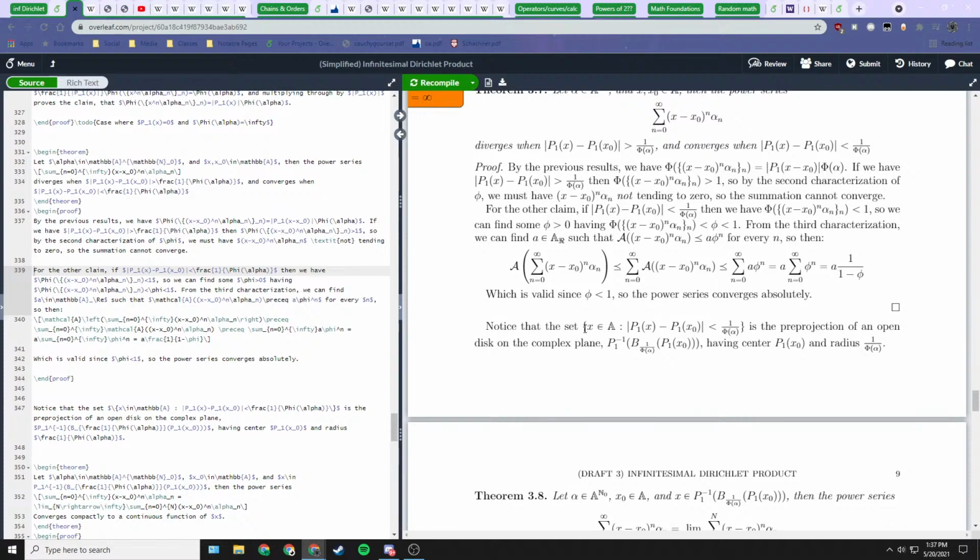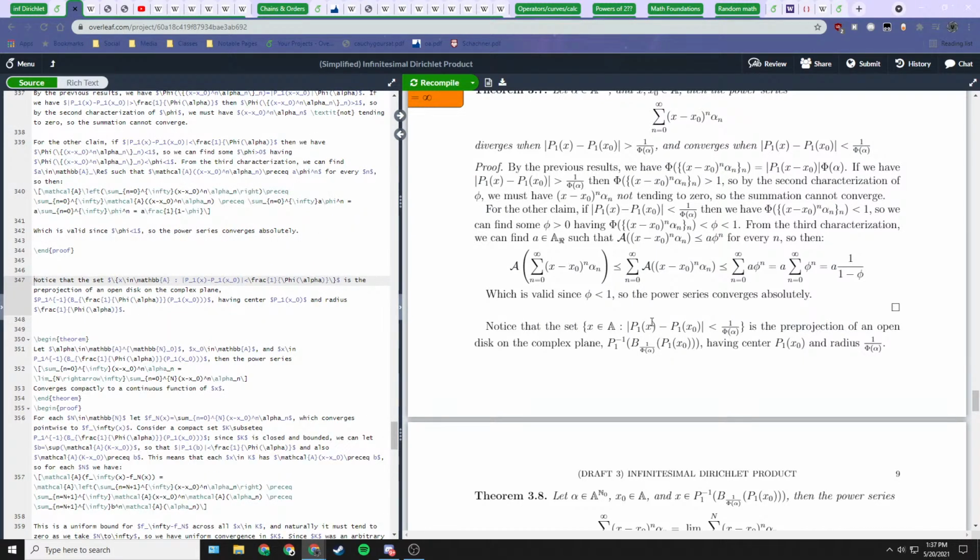So this set of x, where the differences of their projections is less than 1 over phi alpha, is just the pre-projection, so it's dependent on just the p1 of x, of an open disk. We take an open ball on the complex plane, with radius 1 over phi alpha and center point p1 of x0, and then we just take the p1 pre-projection, because we only care about what p1 of x is. So it's just the pre-projection of some standard disk on the complex plane, which is pretty cool.